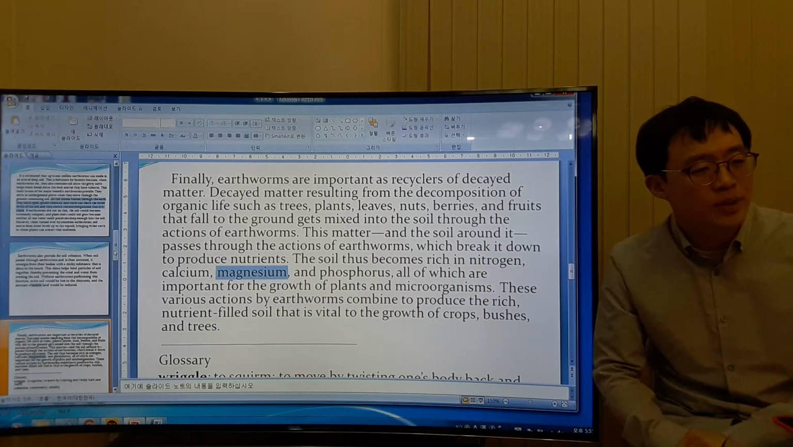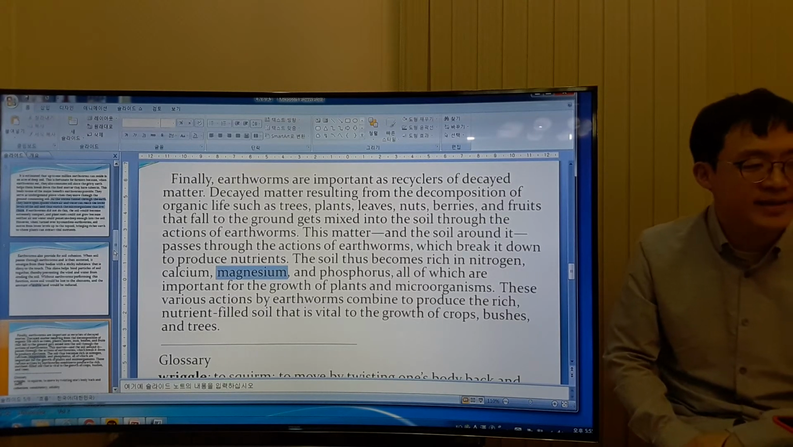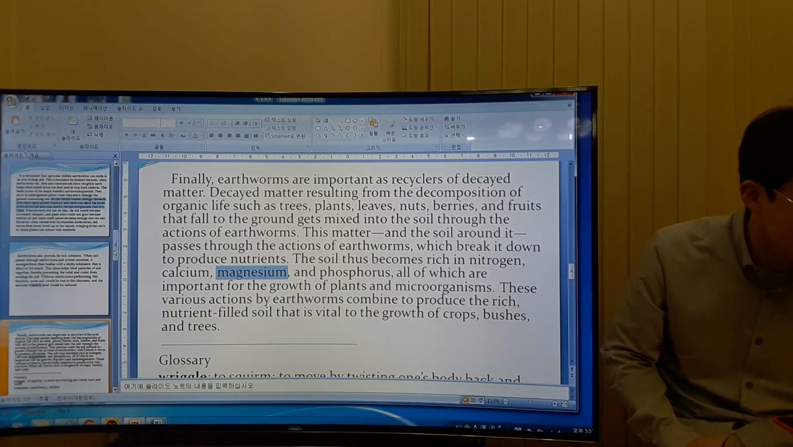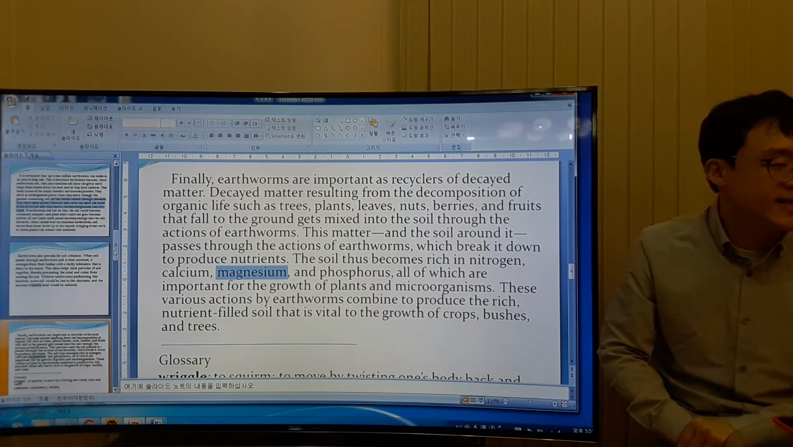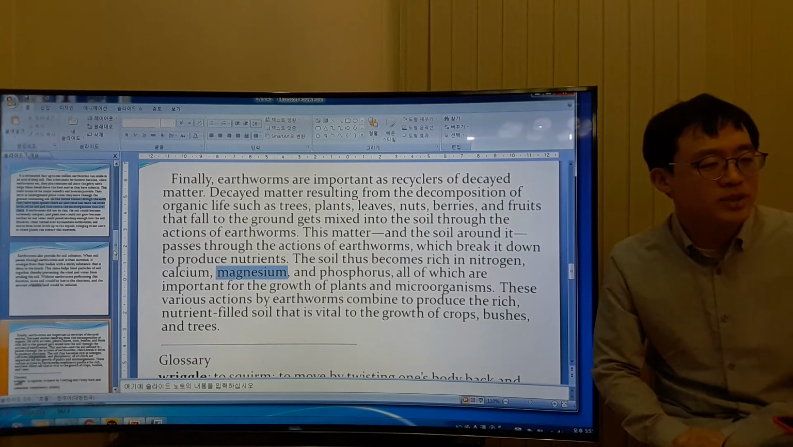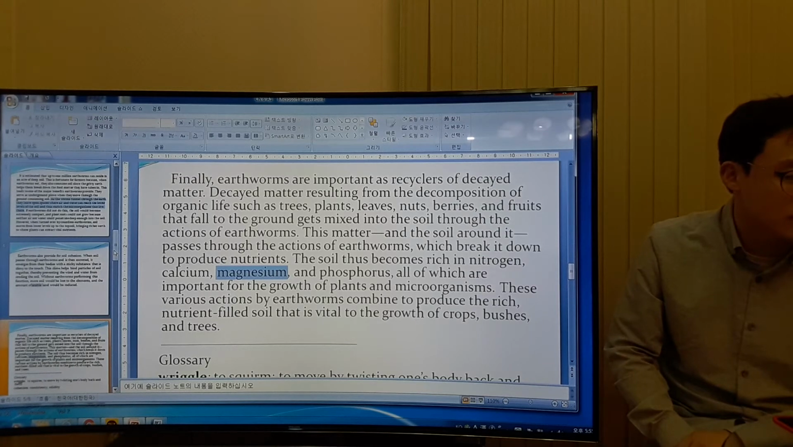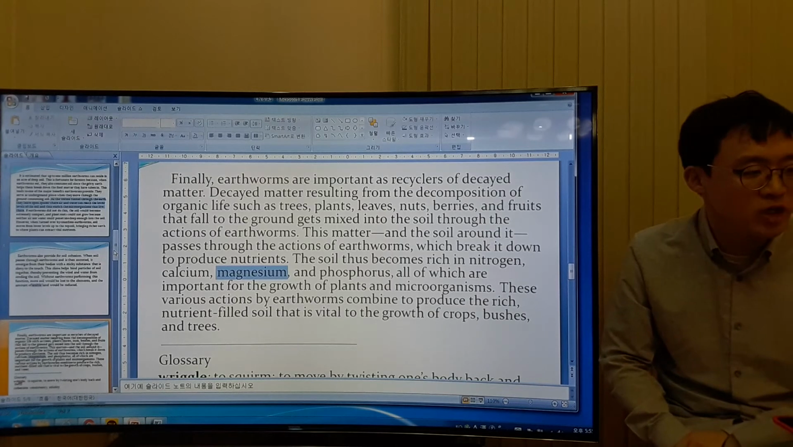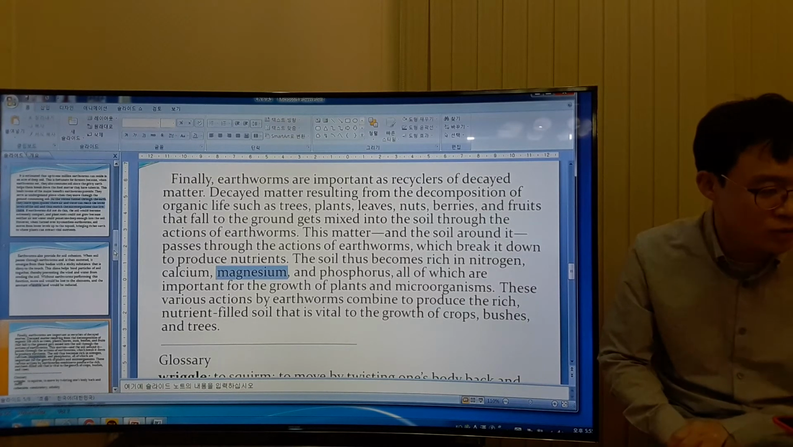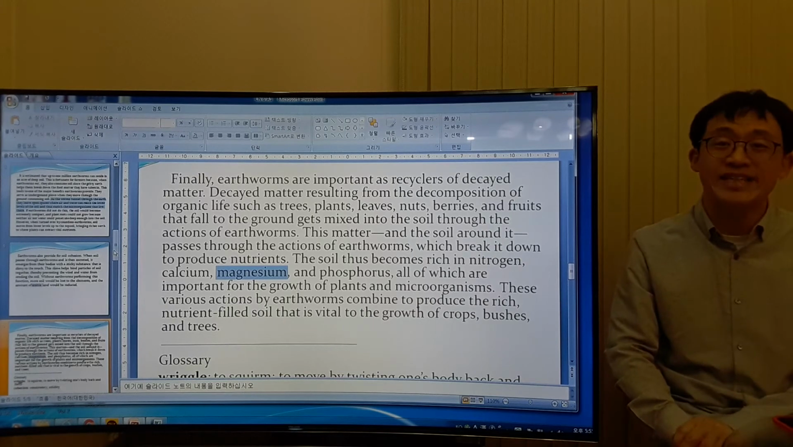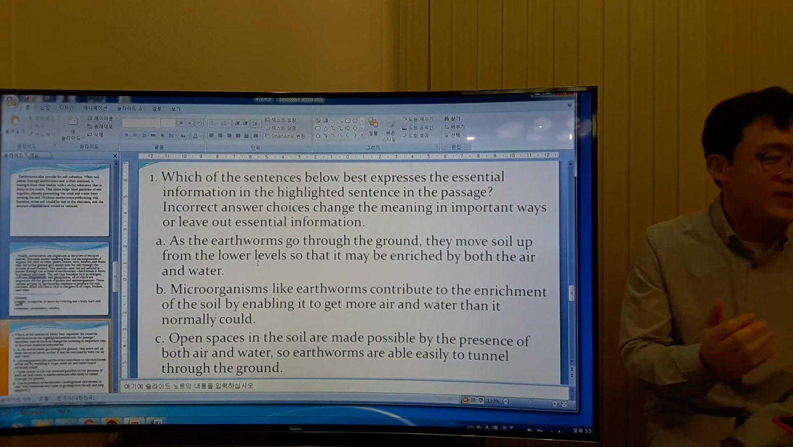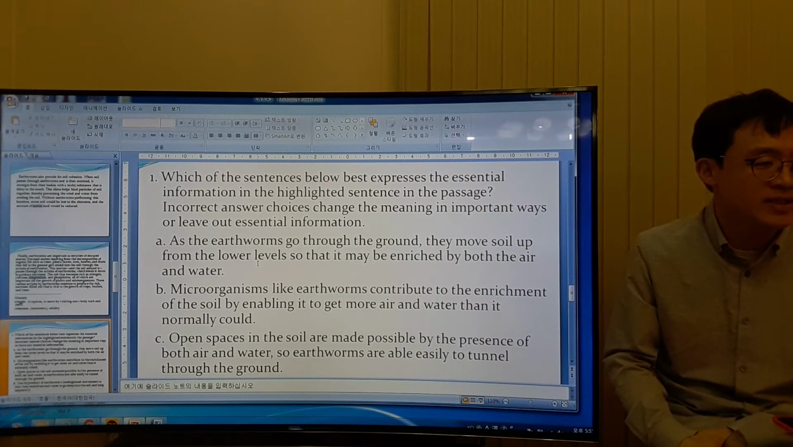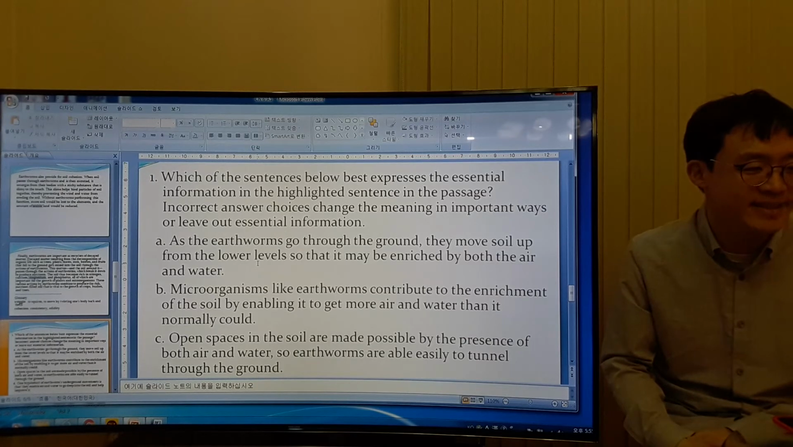The soil becomes rich. They have a lot of nitrogen, calcium, magnesium, and phosphorus. All of them are important for the growth of plants and microorganisms. These many actions by earthworms put together make the rich nutrient-filled soil that is very important to the growth of crops, bushes, and trees. Do you understand? Okay. Which of the sentences below best expresses the essential information in the highlighted sentence in the passage?